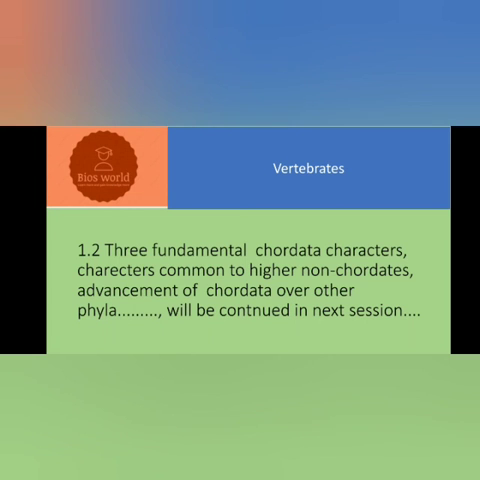Now next, I am going to tell about three fundamental chordate features, characters common to higher non-chordates. Advancement of chordata over other phyla will be continued in the next session.